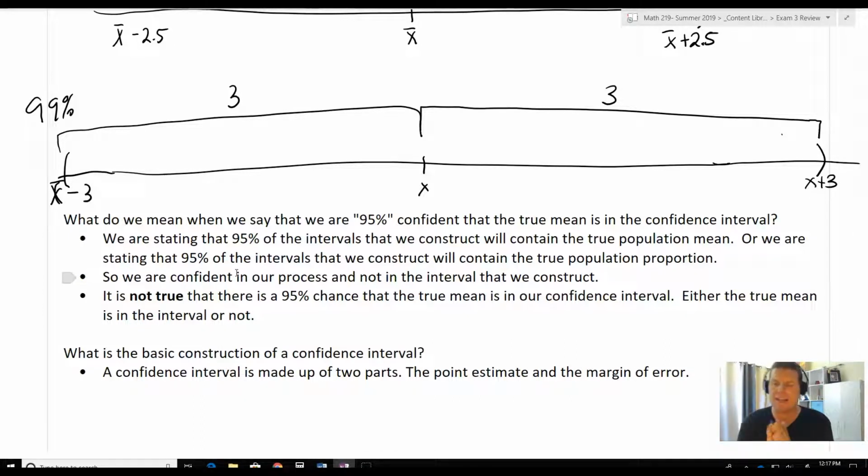How that's important is because that gives us a difference between confidence and our chances. So it is not the case that our interval has a 95% chance of containing the true mean. Either the interval contains the true mean or it doesn't. It doesn't matter one way or another, right? Either it has it or it doesn't. So it either has a 0% chance it has it or a 100% chance. Instead, we're saying that 95% of the intervals that I construct will actually contain the true mean. And that's what we mean when we say that we are 95% confident.